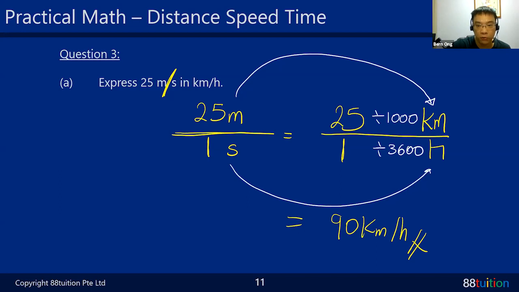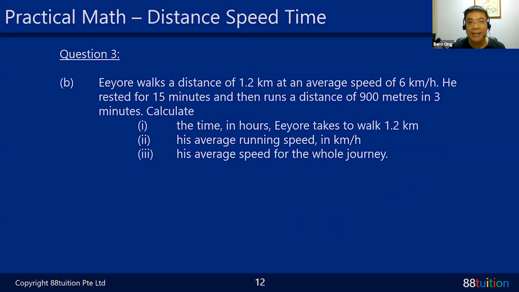Okay? So moving on, 3B. So these questions, the theme is on Winnie the Pooh. We have Winnie, we have Kangol, we have Eeyore. Oh, you all don't know who is Winnie the Pooh? Seriously? Different generation maybe. Sad story. Eeyore walks a distance of 1.2 kilometer at an average speed of 6 kilometer per hour. So that's walking.